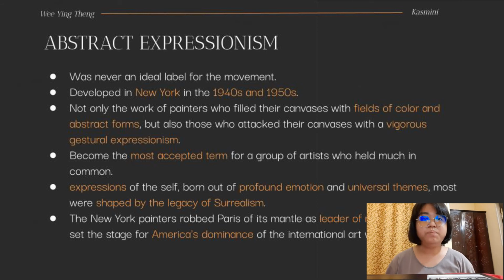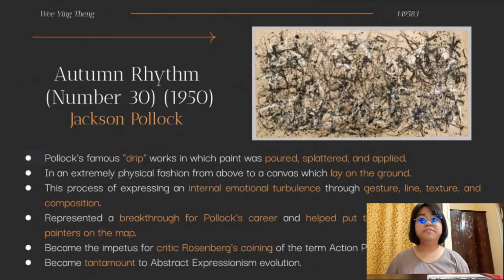And now I will present some artworks done in abstract expressionism. The first one will be Autumn Rhythm Number 30, done in 1950 by Jackson Pollock. The piece is exemplary of Pollock's famous drip works, in which paint was poured, splattered, and applied by the artist in an extremely physical fashion from above to a canvas which lay on the ground.